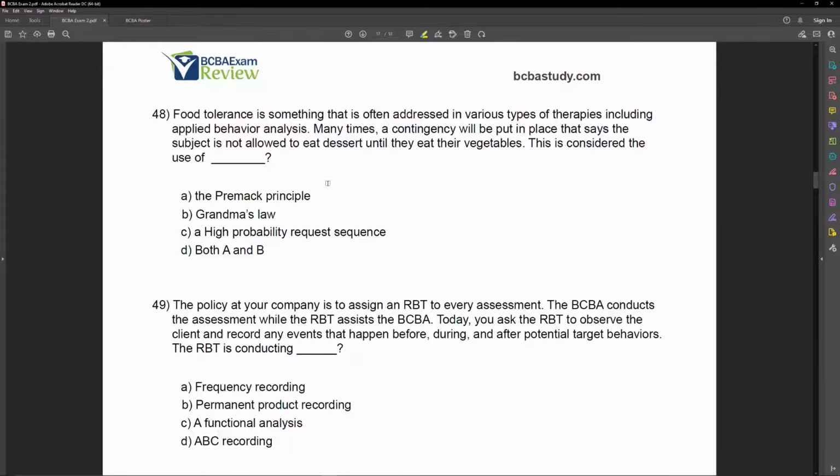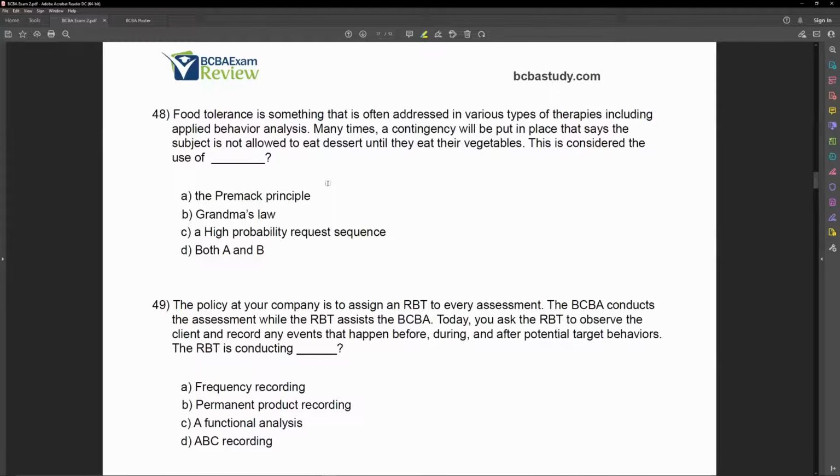48. Food tolerance is something that is often addressed in various types of therapies, including applied behavior analysis. Many times, a contingency will be put in place that says the subject is not allowed to eat dessert until they eat their vegetables. This is considered the use of what? What are we doing here? Ask yourself, what type of intervention are we using? We are telling the child, if you eat your vegetables, then you get dessert.